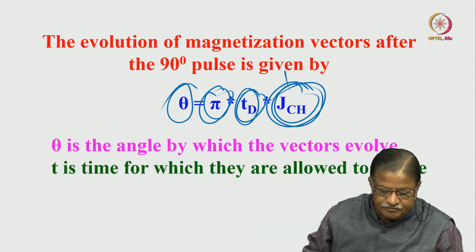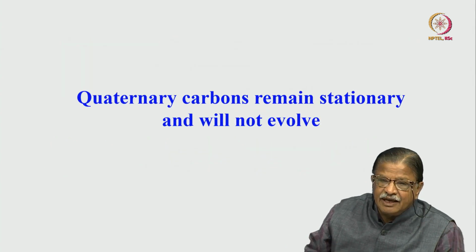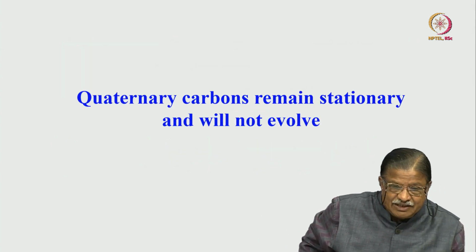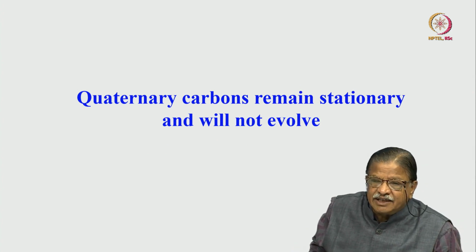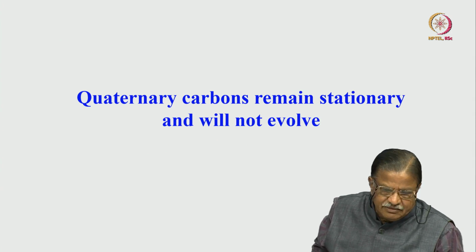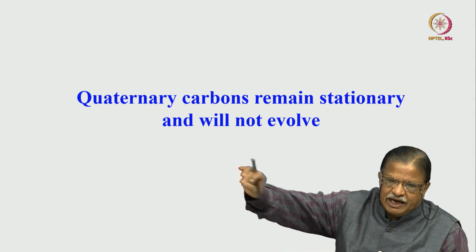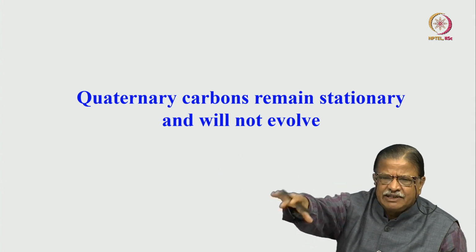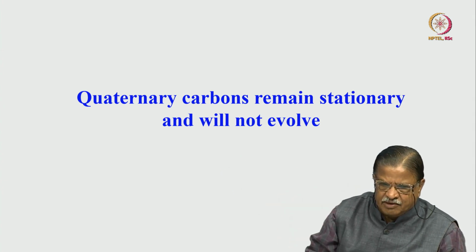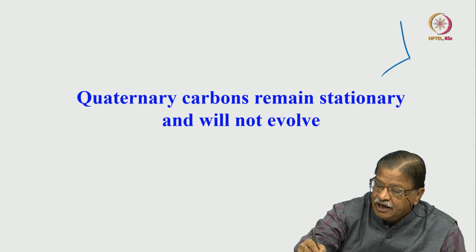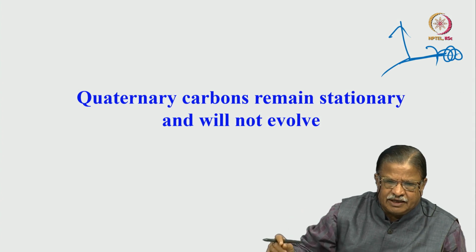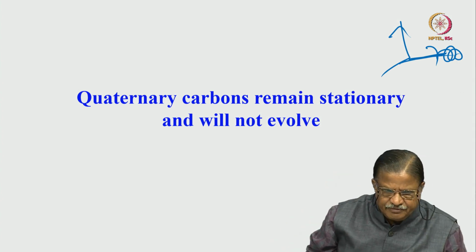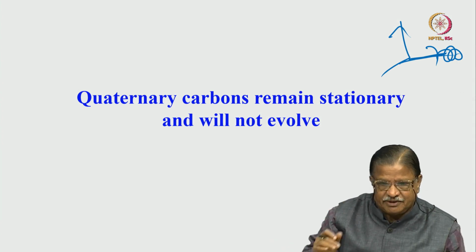Okay, that's correct. Now, remember one thing: since we are worried about the J coupling, quaternary carbons are always stationary. There is no J coupling, there are no fast moving, slow moving components. They remain stationary. They will always be along one axis. So, if you detect that, you will always get a positive signal. There is no question about it. You bring the magnetization to x axis from the z axis, put a receiver here, you always get a positive signal for quaternary.